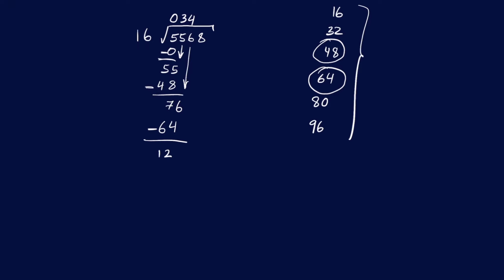And we still have one digit left to subtract in the numerator, which is 8. So we're going to bring that down, just like we did the last couple times. And now we just have to figure out how many times does 16 go into 128. And the answer is going to be 8 times.